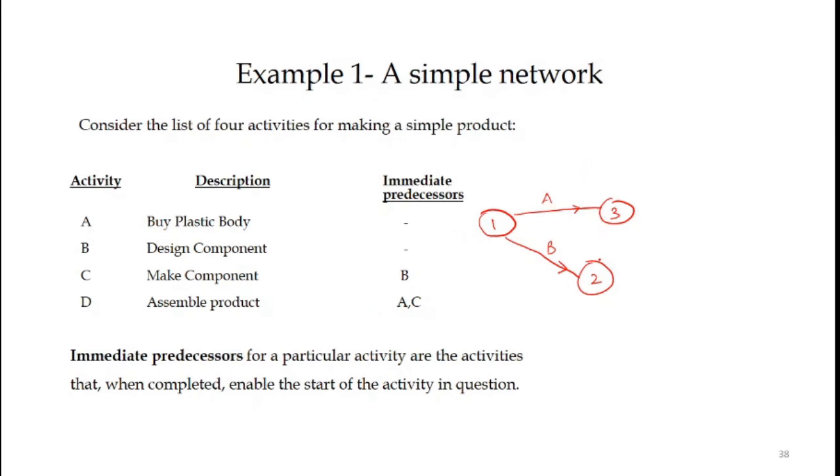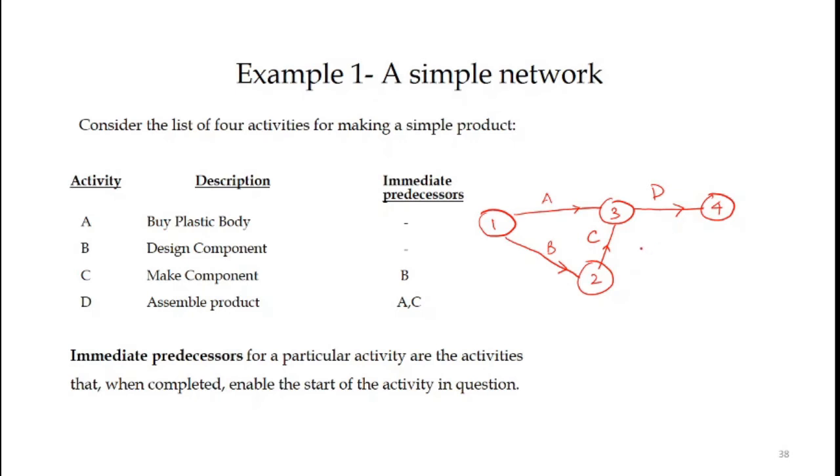So C can only be starting after the activity B is finished. So this will be activity C, and D will only be starting once we have finished A and C. So this will be activity D, and this will be event 4.